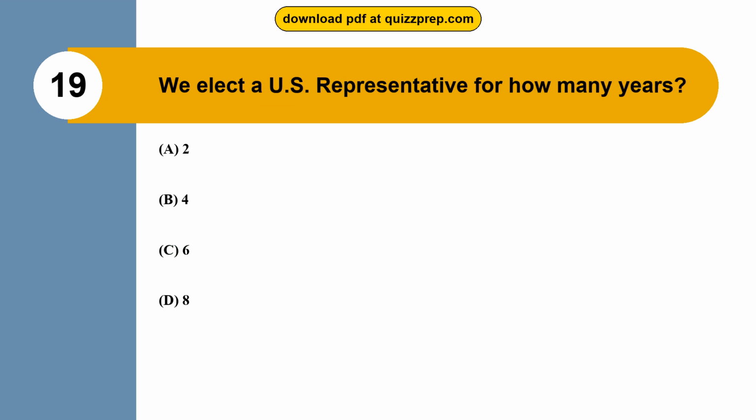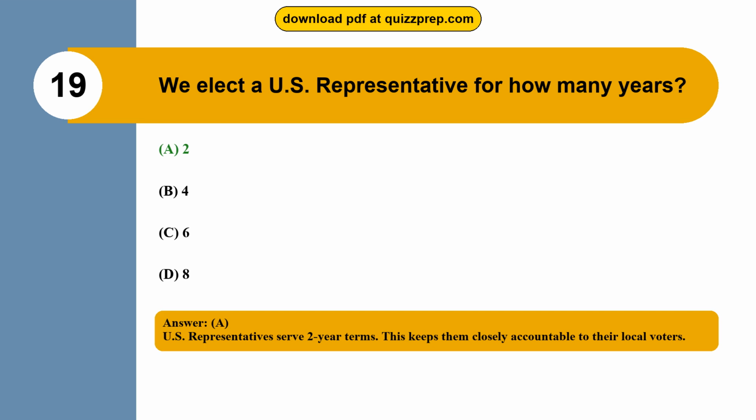Question 19. We elect a U.S. representative for how many years? Option A, 2. Option B, 4. Option C, 6. Option D, 8. The correct answer is option A, 2. U.S. representatives serve 2-year terms. This keeps them closely accountable to their local voters.